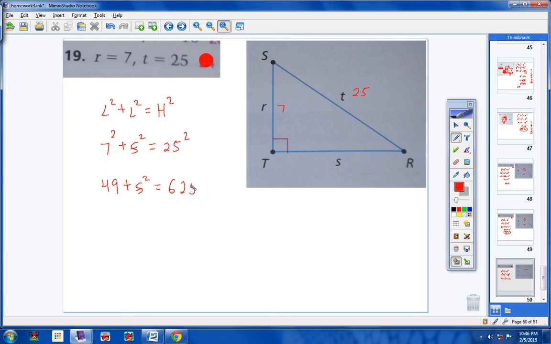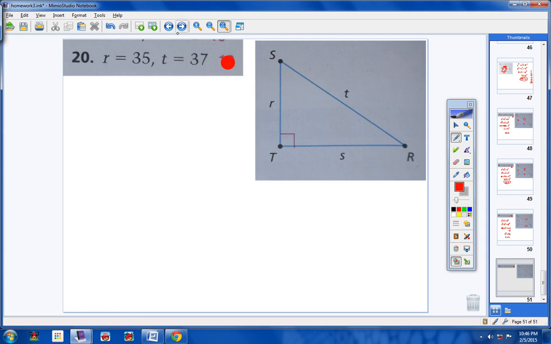Now bring the 49 over and make that a negative 49. And we're left with s squared equals 576, I believe. Now, let's take the square root of that number with our calculators, and you will see that you get out 24. The square root of s squared is s, and the square root of 576 is 24. So s equals 24, okay?